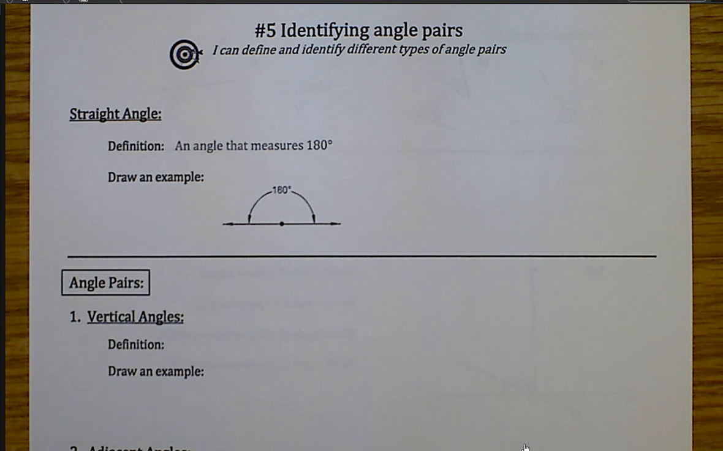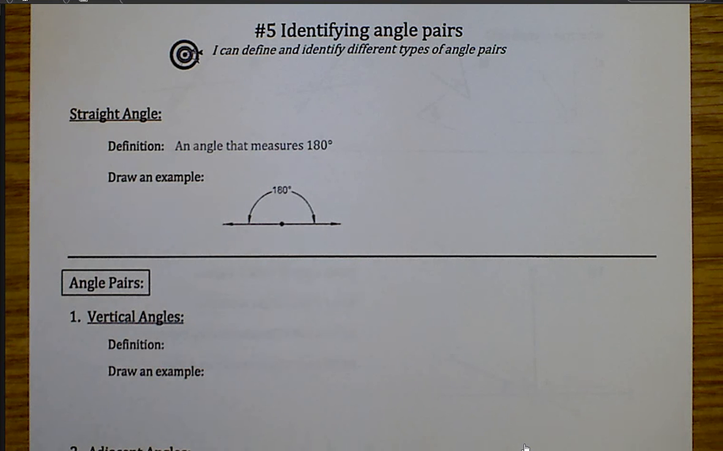This is our last lesson of the unit. This is identifying angle pairs. So today we're going to be talking about really 5 different types of angle pairs and how you identify them, and what they can do for you in terms of solving problems down the road.